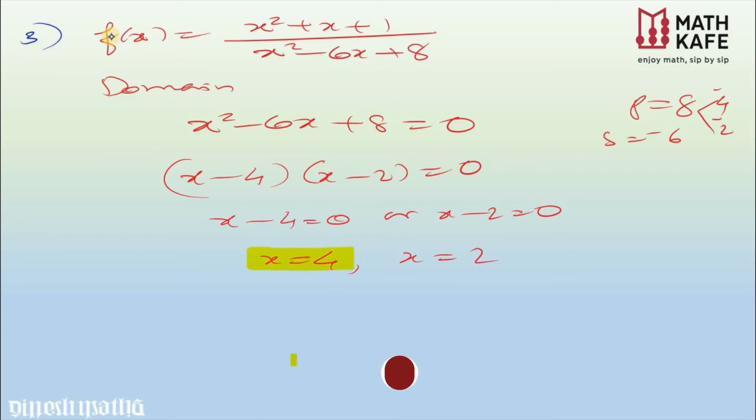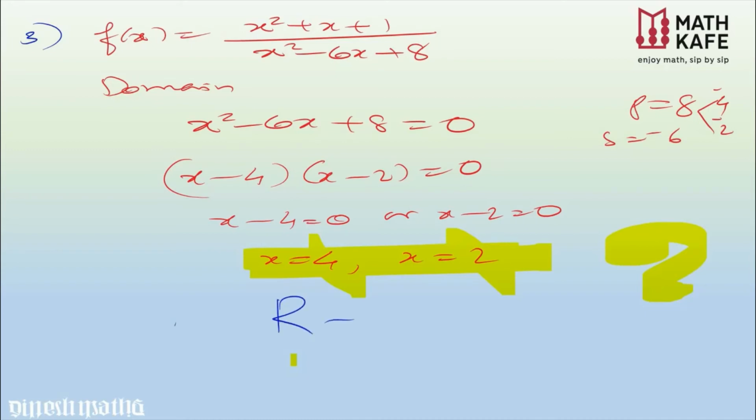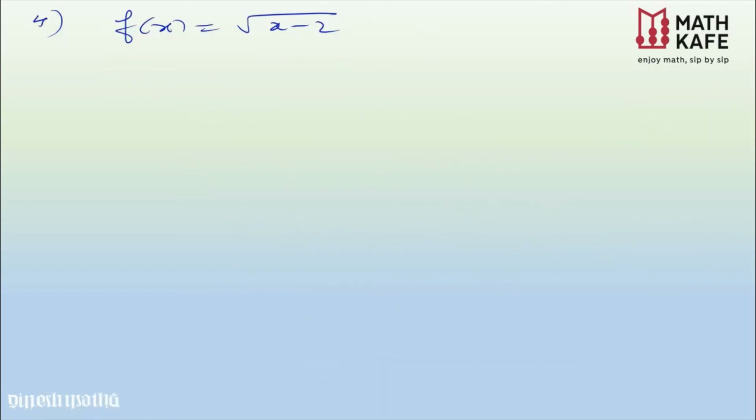Now there are two numbers which make the denominator 0. That is, one is 4 and the other is 2. What it says is both 4 and 2 must be excluded from the real numbers. So the domain will be what? All the real numbers except 4 and 2. That is our answer. Let us consider the next example.